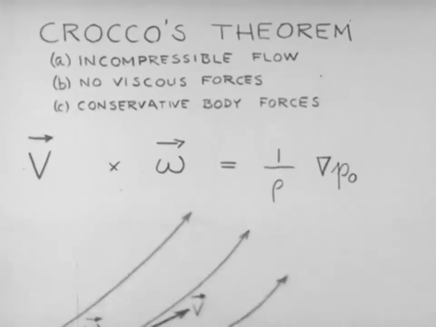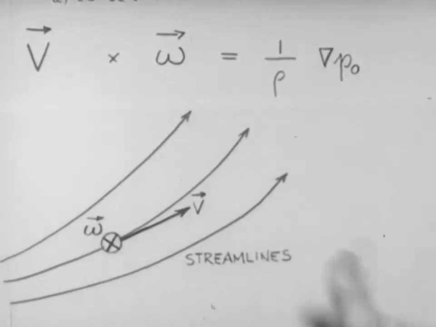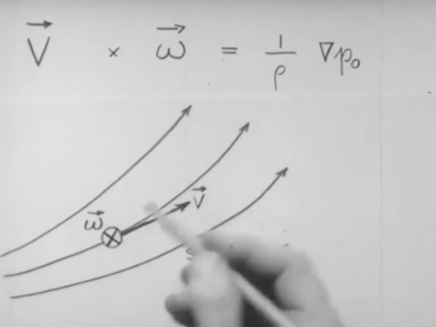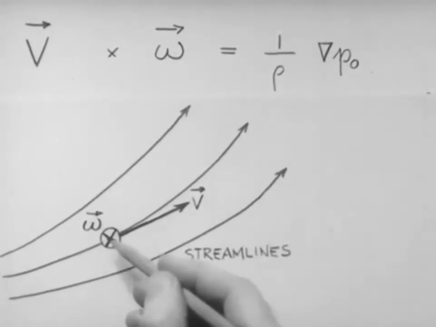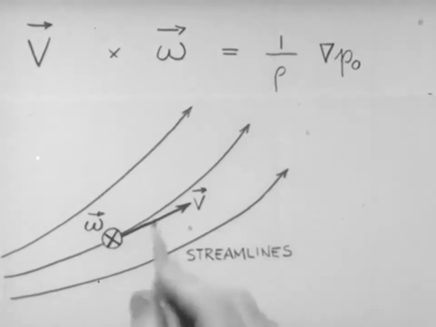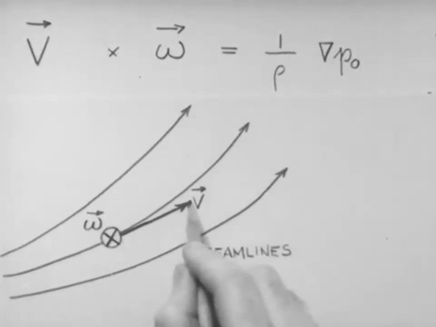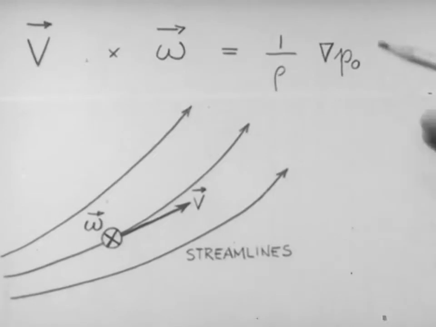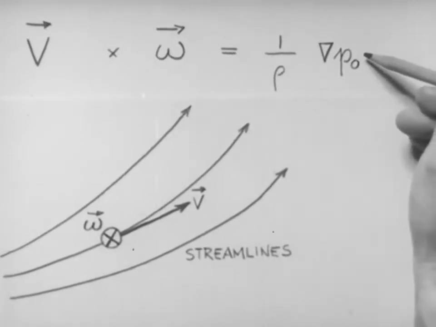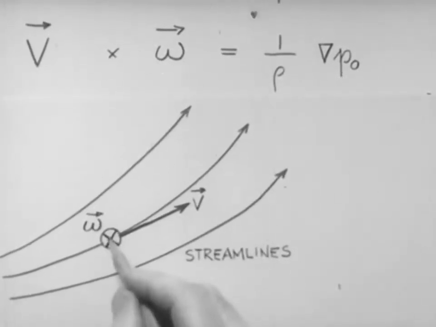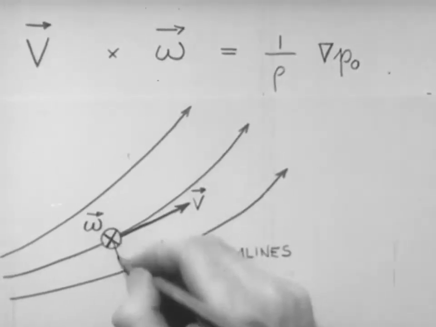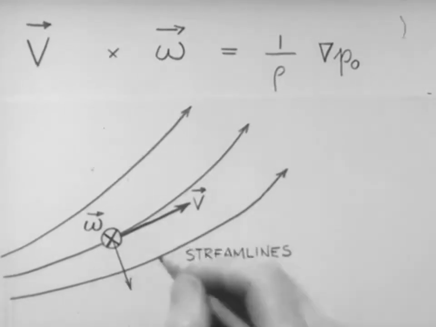Consider a two-dimensional flow in the plane of the paper. If the flow is two-dimensional, the vorticity vector is normal to the paper, while the velocity vector lies along the streamline. According to Crocco's theorem, the gradient of stagnation pressure is normal to both the velocity vector and the vorticity vector, that is, in this direction, and in the plane of the paper.